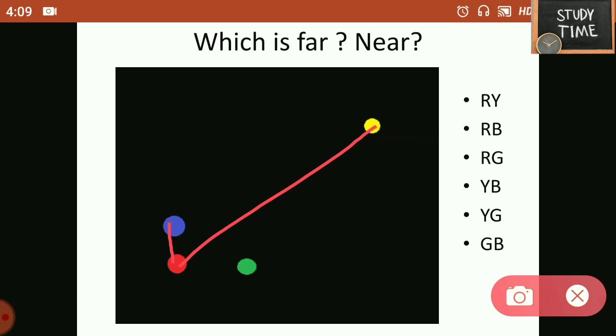So you have to write RY combination, RB, RG, meaning red green, YB yellow blue, YG yellow green, GB green blue. So you have to write like this and find which is near, which is far. Here blue is near and yellow is far.